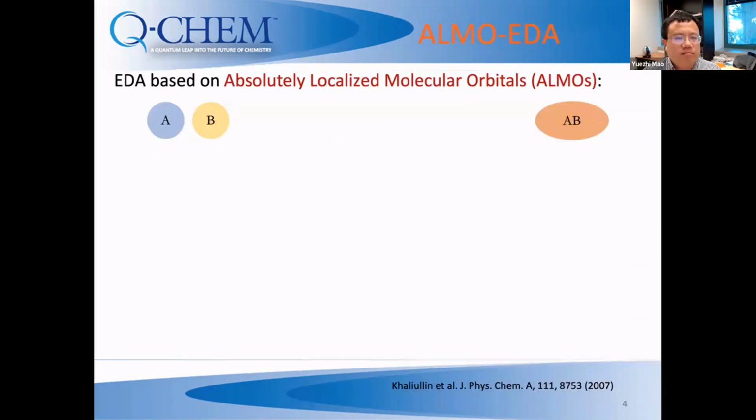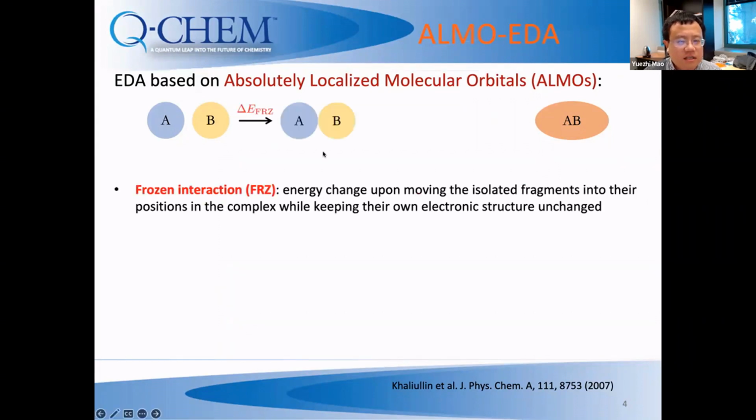The EDA method based on absolutely localized molecular orbitals, the ALMO-EDA, decomposes the total interaction energy, which is the energy difference between the final state, which is the full complex, and the initial state, which is just the isolated fragments. This decomposition is achieved by inserting two intermediate states where these fragments are only partially interacting with each other. The first intermediate state is called the frozen state.